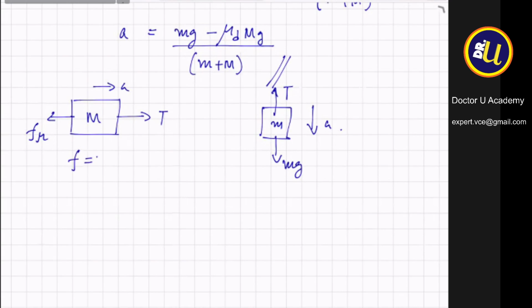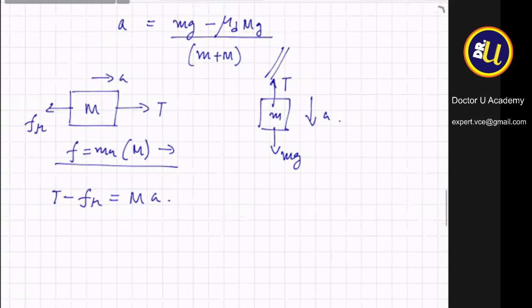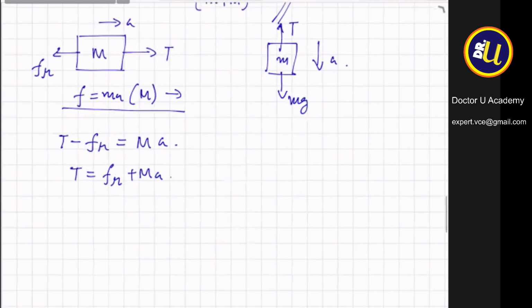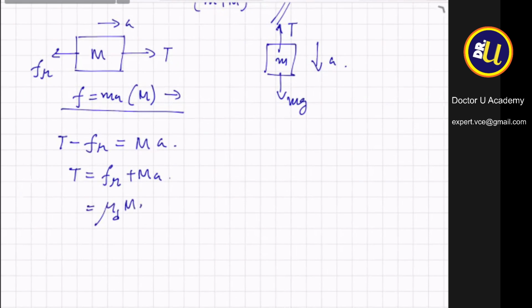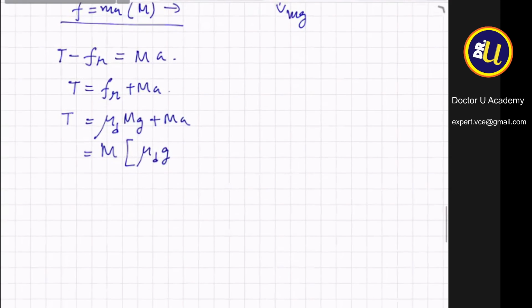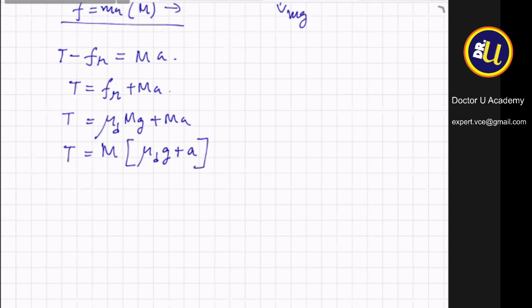Now we will use F equals ma for the capital M object in the horizontal direction, because it's moving in the horizontal direction. So that would be T minus Fr. T is greater than Fr because it's moving to the right. That equals capital Ma. From here you can find T, which is Fr plus capital Ma. Fr is mu_d capital Mg, plus Ma. That would be your tension force. So you can take M out from here, so you get M times (mu_d g plus a), and that would be the tension force.